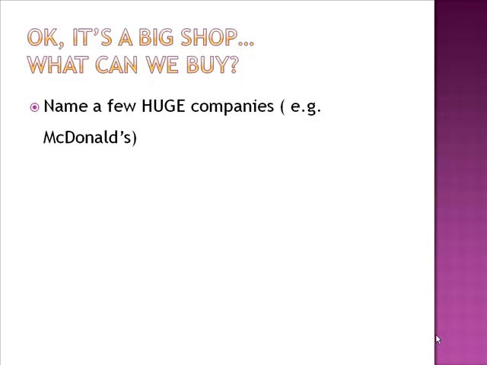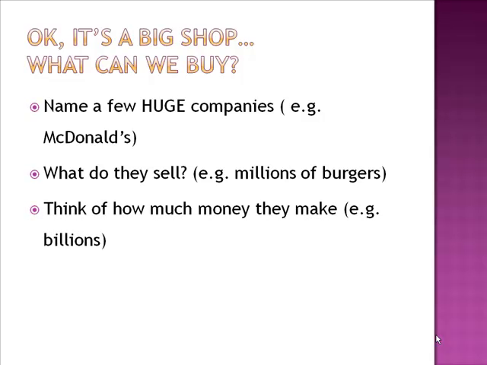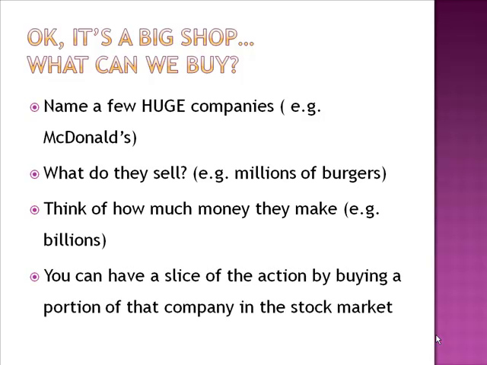So we'll take McDonald's. So what do they sell? Well, in this case, they sell millions and millions of burgers and chips and everything else, but we'll just take burgers, taking one good. So they make billions, and how one person can have a slice of the action is simply buying a portion of that company in the stock market. Now, one stock or one share in McDonald's is going to mean an absolutely tiny percentage. So it's not that you're going to be becoming a major shareholder, but you would, since you are a shareholder of the company, in whatever percentage, have a claim on part of the earnings of that company, and naturally the dividends as well.